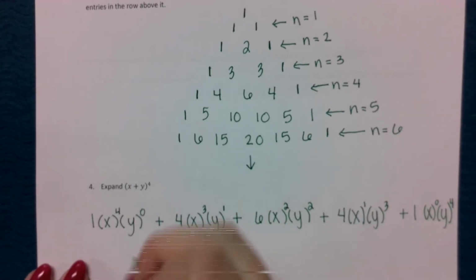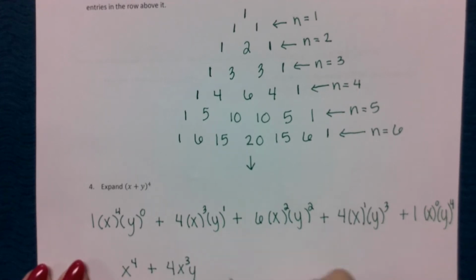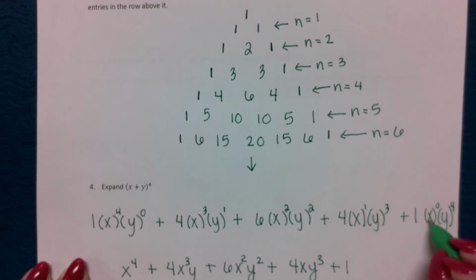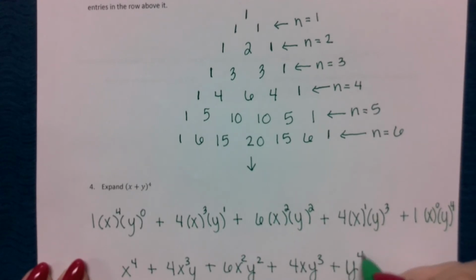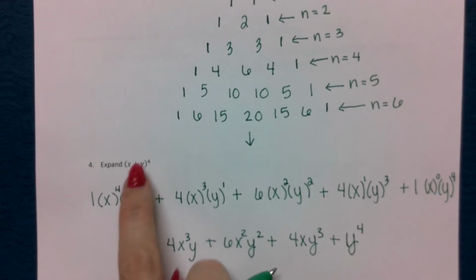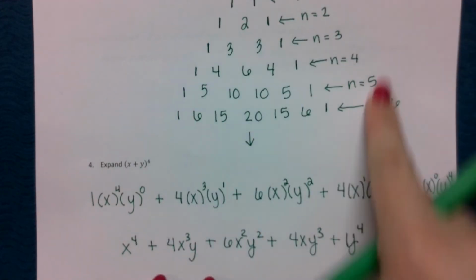Y to the 0 is just 1. So I've got 1 times x to the 4th, so that's just x to the 4th, plus 4x to the 3rd y, plus 6x squared y squared, plus 4xy cubed, plus 1. X to the 0 is just 1, y to the 4th, so I could really just make this y to the 4th. So look at that. We just got what x plus y to the 4th was without having to multiply 4 different times. We didn't have to double distribute. We could use our Pascal's triangle.